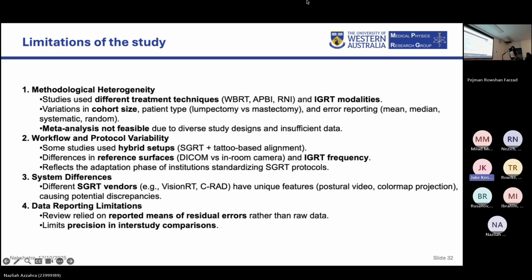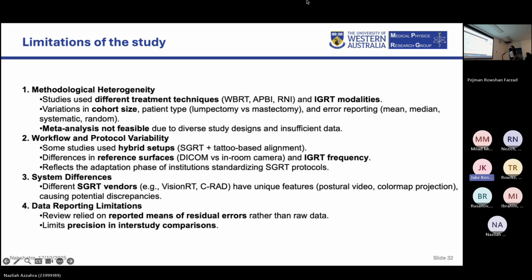And then the limitations of the study. The studies included in this review used a range of treatments such as whole breast radiation therapy, accelerated partial breast irradiation, and RNI. They also differed in the IGRT modalities used. The variation in cohort size, patient type, and error reporting all added to the heterogeneity of the study, and therefore a meta-analysis wasn't feasible. And some studies used hybrid workflows combining SGRT with tattoo-based alignment.